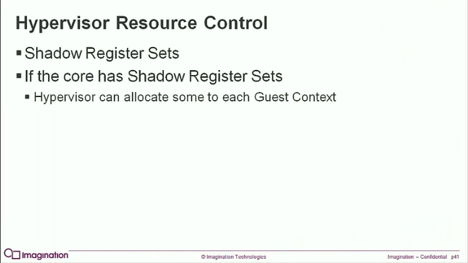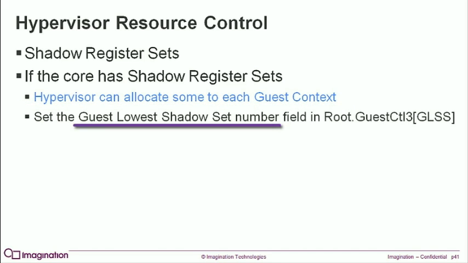The hypervisor can control access to the core's resources. These next slides will cover how that is done. If the core is configured with shadow register sets, then the hypervisor can allocate them to guest context. It does this by defining a range of shadow register sets for a particular guest. First, it sets the guest lowest shadow set field in the guest control 3 register with the starting shadow set number for the low end of the range.